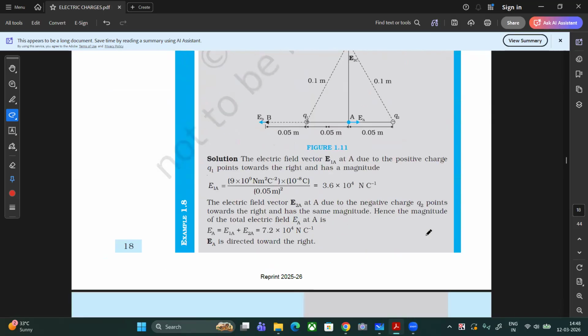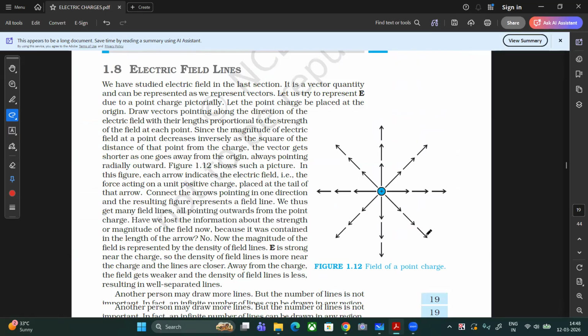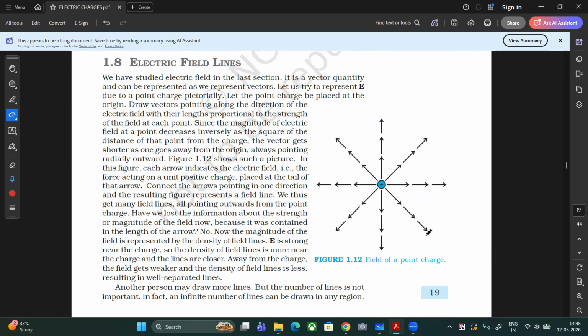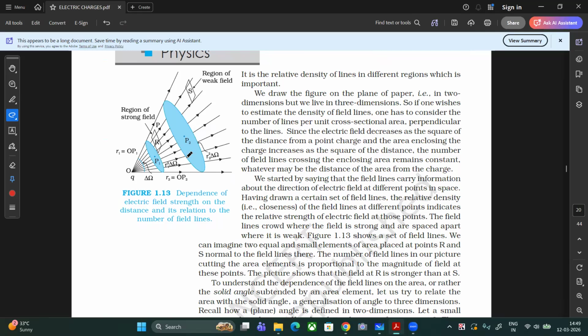Until now, we have studied Coulomb's law and electric field. Next, we move on to electric field lines. We already know that if we have a charge, we have an electric field around it. The lines used to denote the electric field are called electric field lines. For a positive charge, it will be in the outward direction; for a negative charge, it will be inward. Its strength varies as the distance increases.